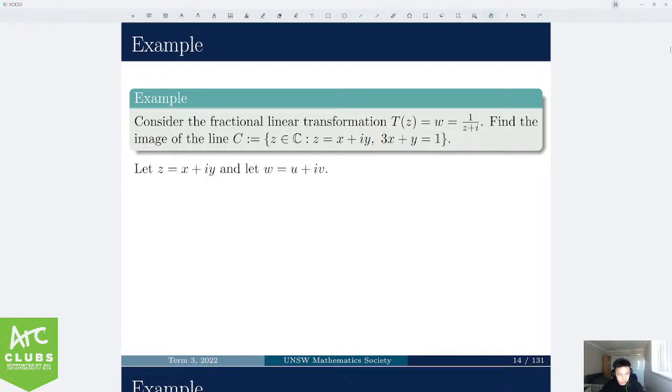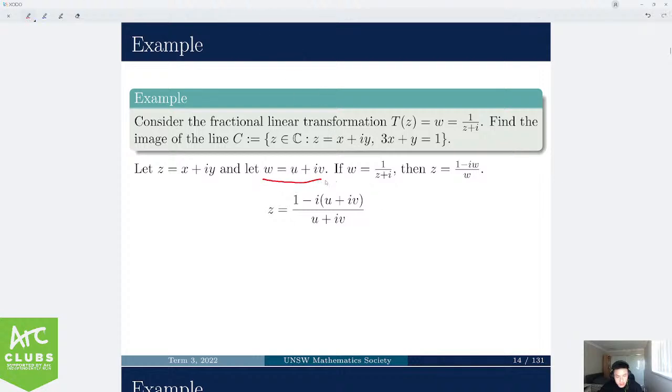Okay. So again, firstly, let z = x + iy and w = u + iv. And if w = 1/(z + i), then z = (1 - iw)/w. That's just rearranging, making z the subject. Again, why we rearranged it is because we want to write x and y as functions of u and v. Since we set w = u + iv, we can sub that into the function over here, and we get this.